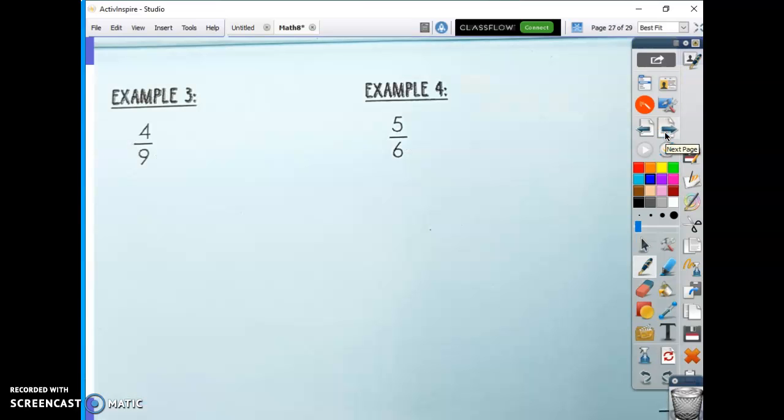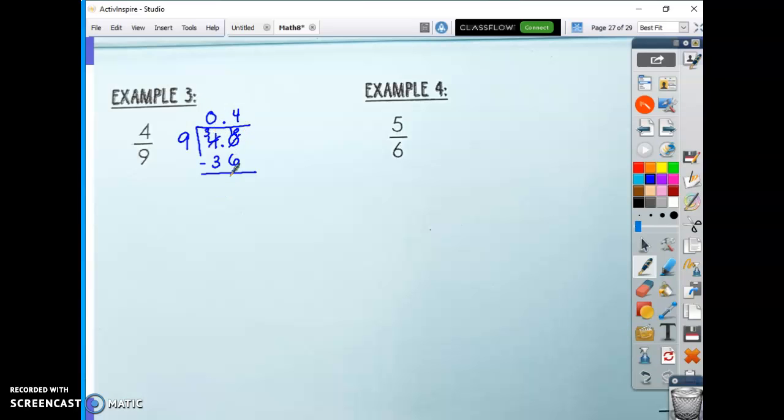Okay, example 3, 4/9, the same thing. We're going to put that numerator on the inside, denominator on the outside. Does 9 go into 4? No, it does not. It's too small, so we're going to have to add that 0 in there, but before we do, we have to put in that decimal. Well, does 9 go into 40? It does. When you multiply 9 times 4, you get 36. Perfect. So let's do that subtraction.